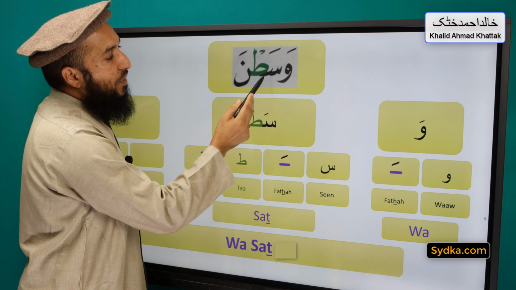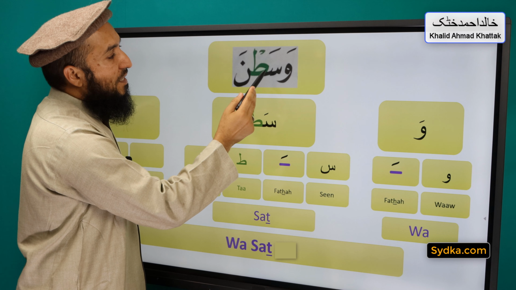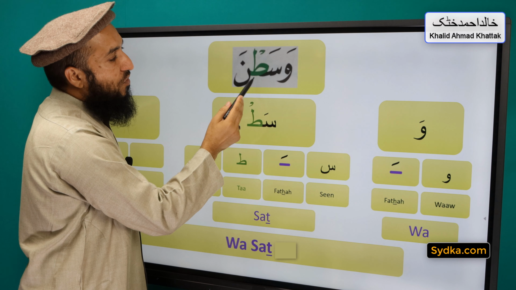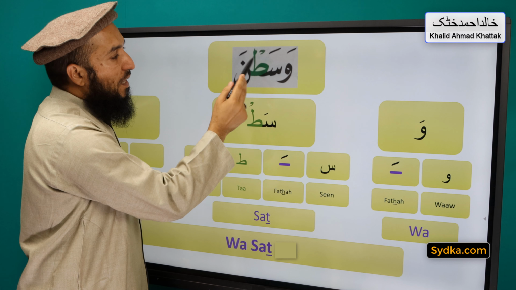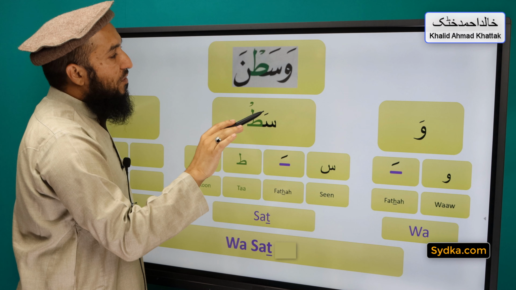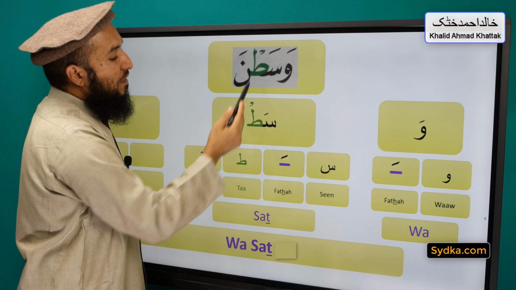The second syllable we have is sin fatha ta sukoon satu. Sin is a light letter, it has fatha on top of it, it is followed by ta, and ta has a sukoon. And ta has the property of qalqala, extra movement and vibration of the makhraj. Sin fatha ta sukoon satu.